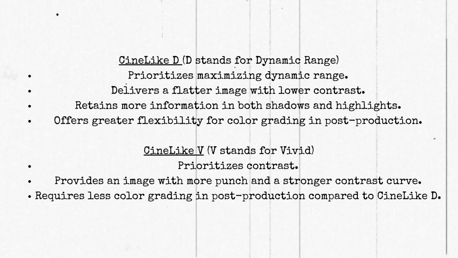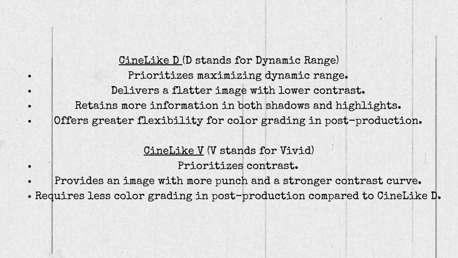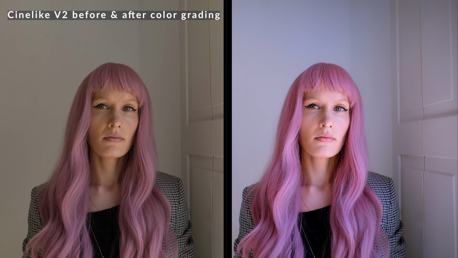However, if you prefer a straight out of the camera look with not much color grading needed, consider using a Cinelike D or Cinelike V picture profile. I usually shoot in Cinelike D or Cinelike V. Cinelike D has less contrast, retains more info in shadows and highlights, giving greater flexibility in post-production. And Cinelike V is more vibrant and requires less color grading in post-production compared to Cinelike D. I also use the Natural picture profile for shooting regular videos that don't need a cinematic look. I like it because it keeps the skin tone very natural and soft.